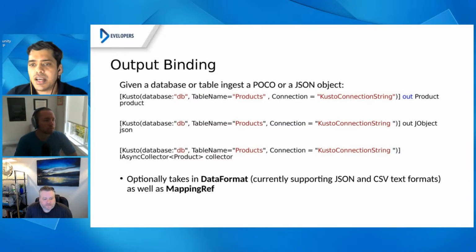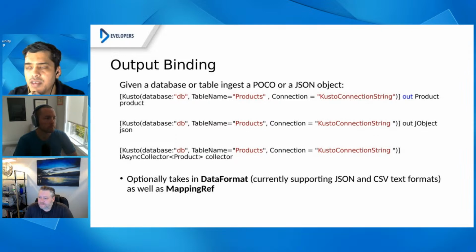So the next one is the output binding, the reverse direction, where we want to output a record into Kusto, for example. So here, for example, I've got a target table name called products, and it's in a database called DB, for example, and I want to ingest, let's say, a plain old CLR object in this case, which is Product, or a JSON, or a list of products that I want to ingest.